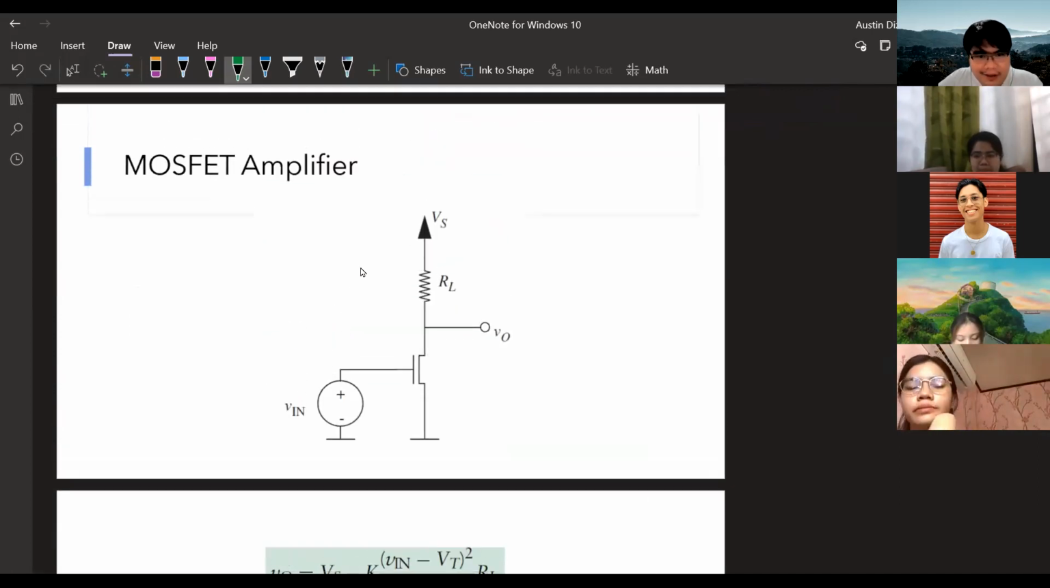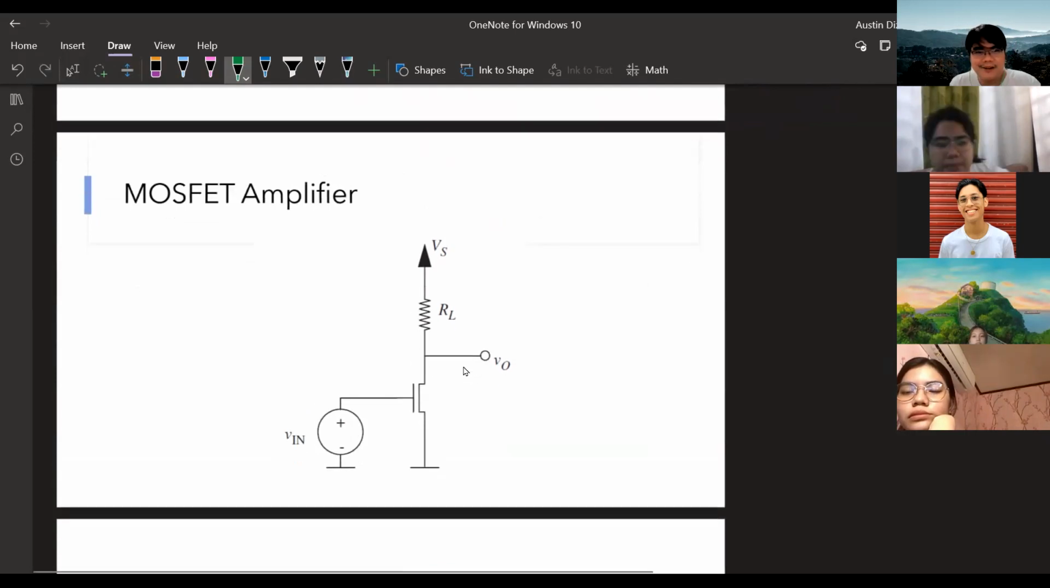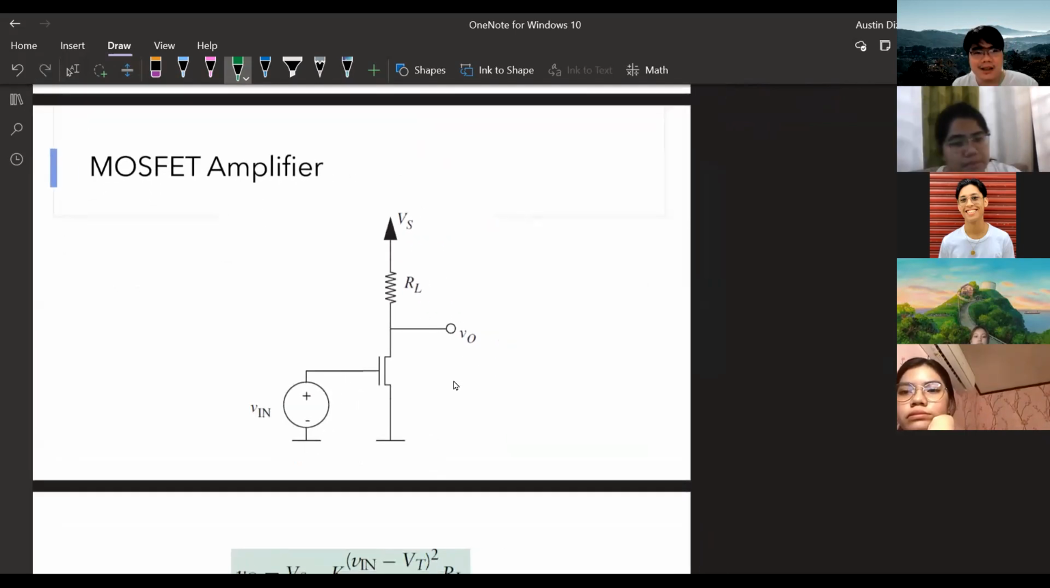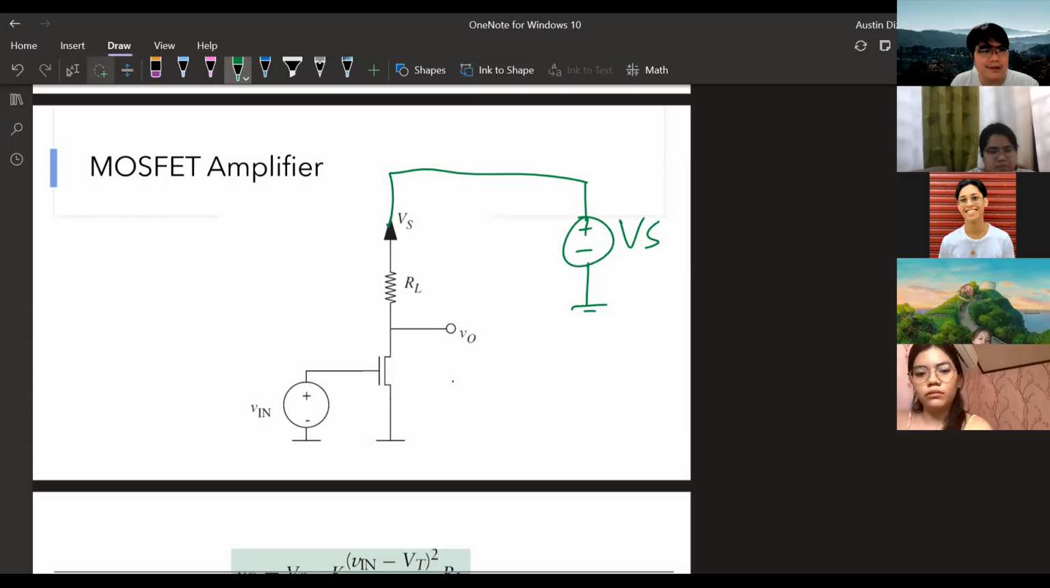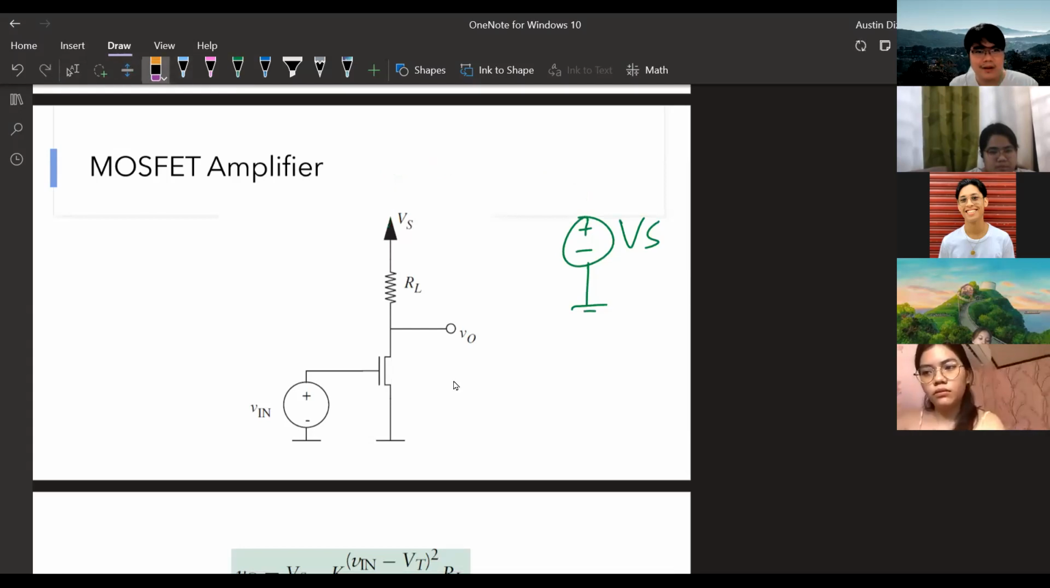Now, ito na yung main event nung MOSFET amplifier. Kung titingnan nyo, ganun pa rin yung itsura ng circuit, di ba? Again, para doon sa mga nalalabuan, ano yung symbol na to? This only means na naka-connect siya sa isang voltage source na pangalan VS, tapos nakakabit siya sa ground. Pero pagod tayong mag-drawing, so gamitin natin yan. Mas maikli.